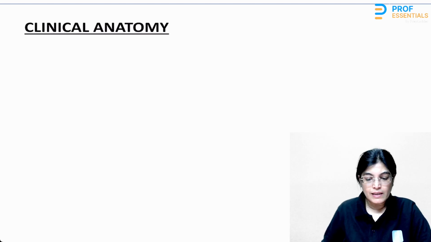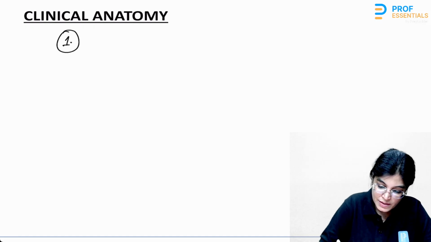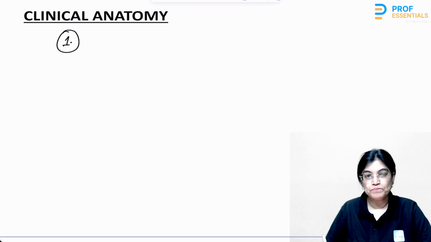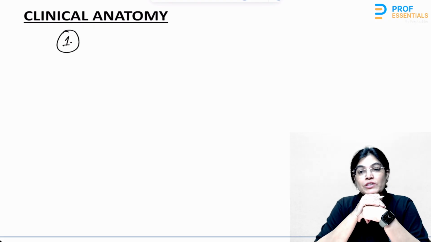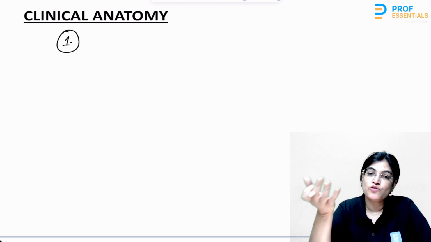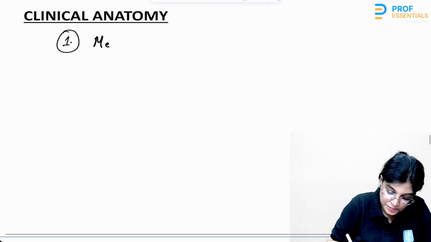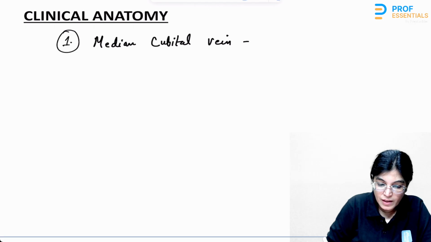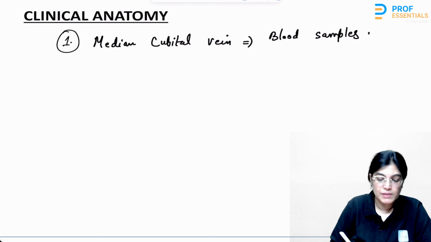So let's talk about the clinical aspect. Clinical significance of cubital fossa. If I talk about clinical anatomy, important significances are following. One of the important significances is about the median cubital vein. The median cubital vein, which is lying in the roof, in the superficial fascia of the cubital fossa, is pierced normally for taking blood samples. Why? Because it is strengthened on the posterior aspect by the bicipital aponeurosis. So the median cubital vein is used for taking blood samples for investigation purposes.